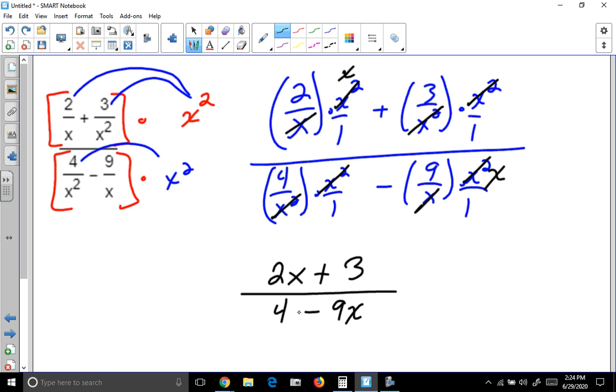That doesn't factor, that doesn't factor. Nothing will reduce because everything that looks like it might reduce is a term or part of a term. So that's as far as we can go. So it's simplified because we don't have fractions on top or fractions on bottom.